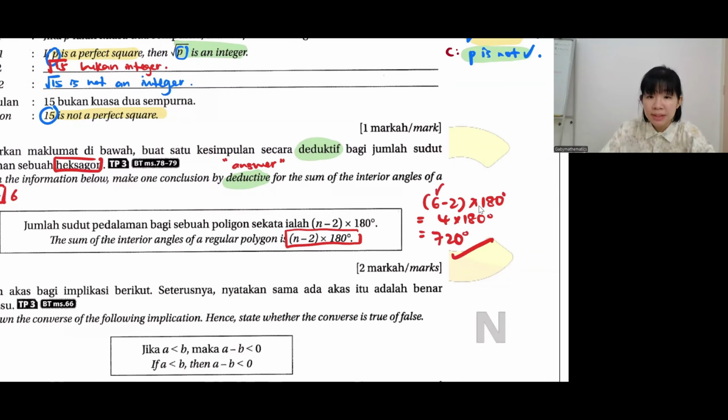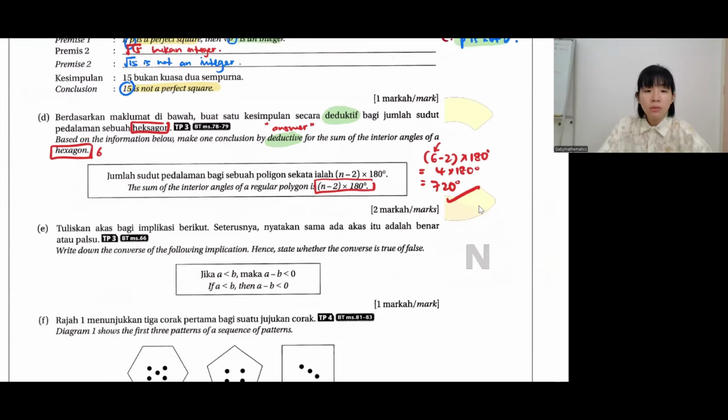If you only substitute the 6 into it and then leave it, it's not an answer yet. You have to work until the end. You get 720. Then only consider that. Okay, deductive means answer. Now, next.